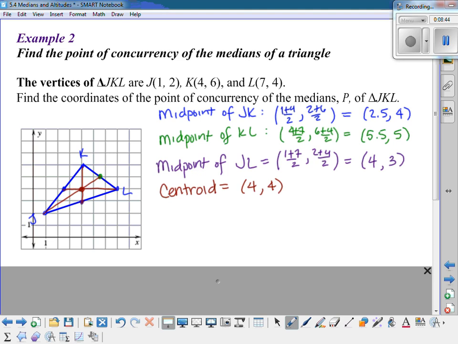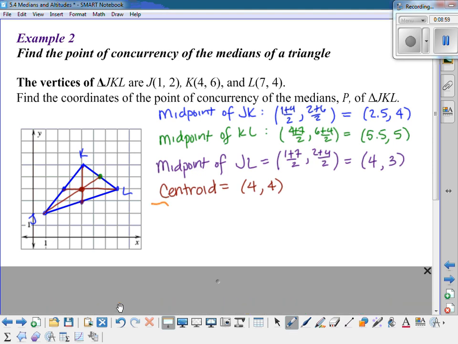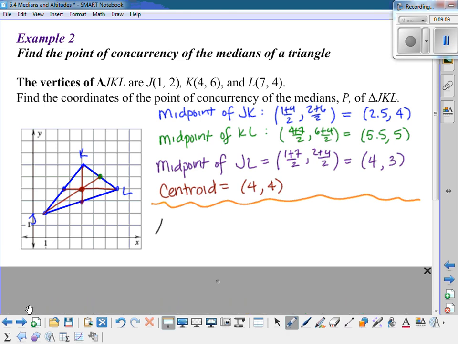Well, it turns out there's actually a shortcut that you can use. Rather than going through all of that trouble, we can actually average all the x's and average all the y's. So that's one way of doing it. We can find it that way. Or we can take the shortcut, average the x's, average the y's.